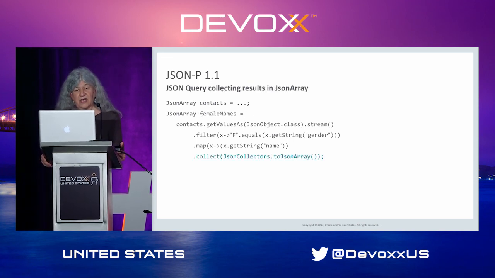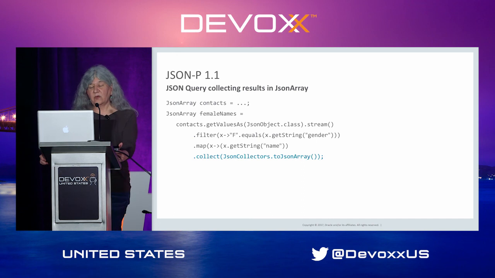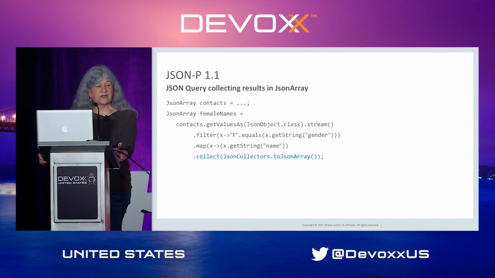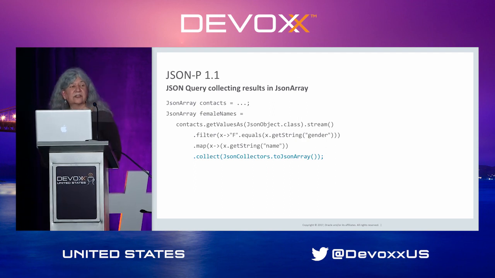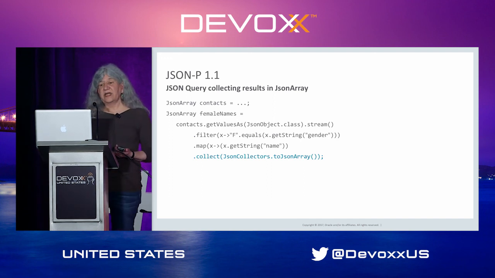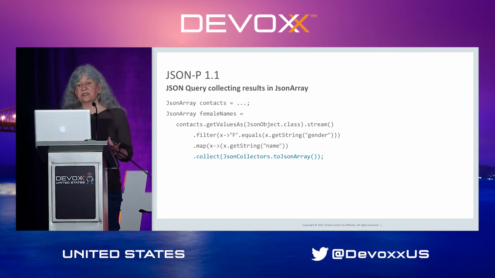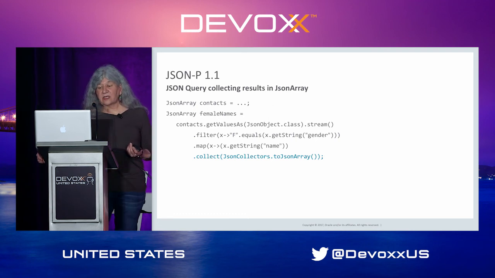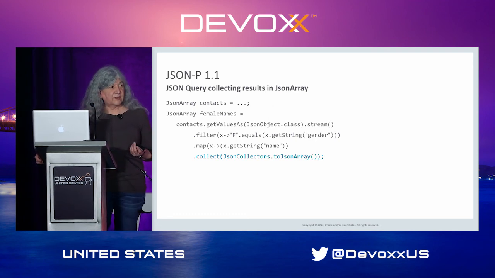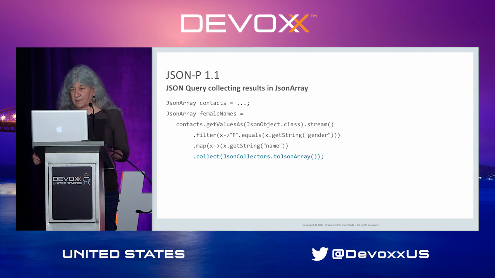But by enhancing JSON with collectors that are JSON specific, such as here a collector for converting to JSON arrays, we've now gotten back the result in a form that we can just simply pipe to further JSON specific operations. And there are also collectors to JSON object and group by collectors.